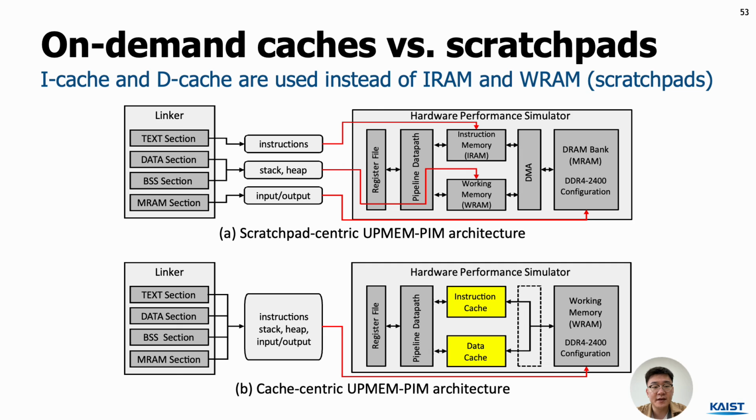To this end, in this final case study, we implement an on-demand cache and compare its efficiency versus the original scratchpad-based PIM execution by modifying our linker and backend simulator. The modified linker maps binary files only to the DRAM bank, and the modified backend simulator is augmented with an instruction and data cache in between the processing core and the DRAM bank, capturing locality in an opportunistic manner.